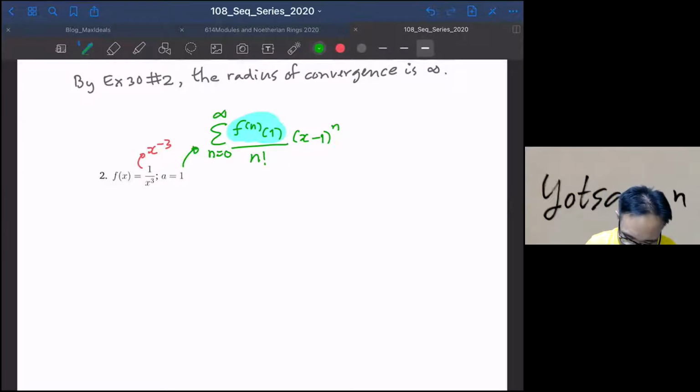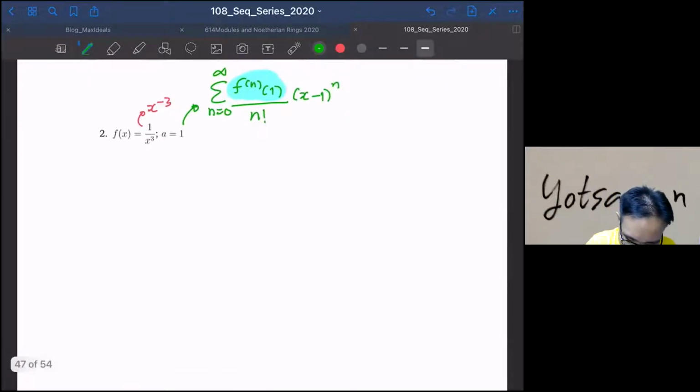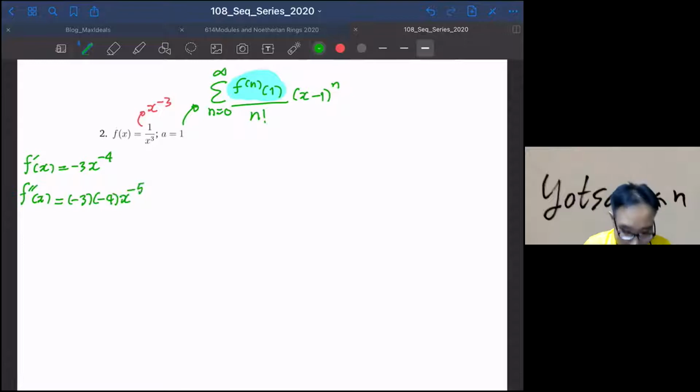So you're going to find the first derivative, second derivative. Let me use this space. f'(x) is going to be -3x^(-4). The second derivative will be (-3)(-4)x^(-5). And the third derivative is going to be (-3)(-4)(-5)x^(-6).